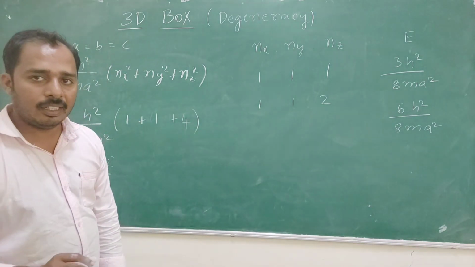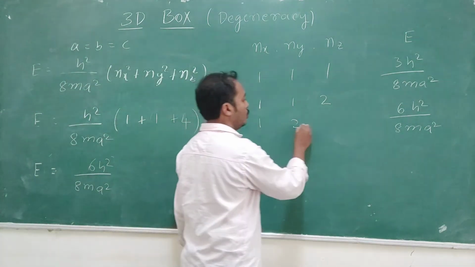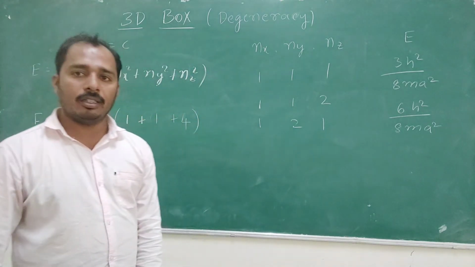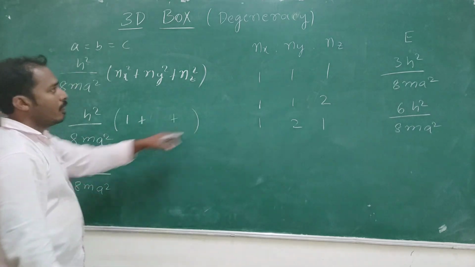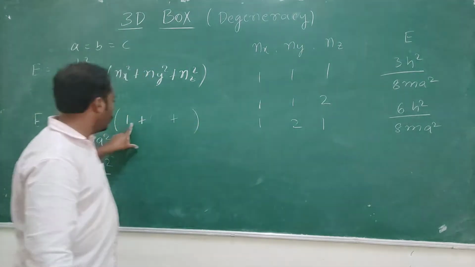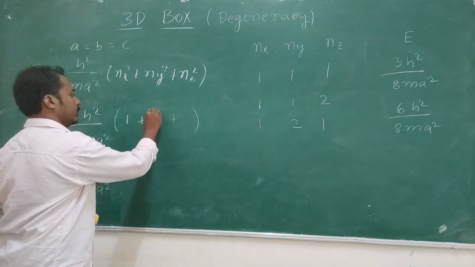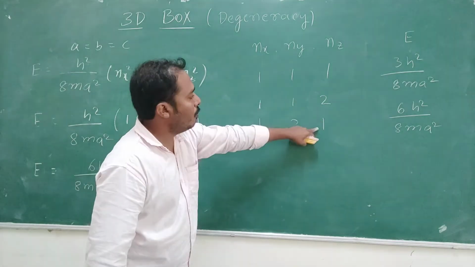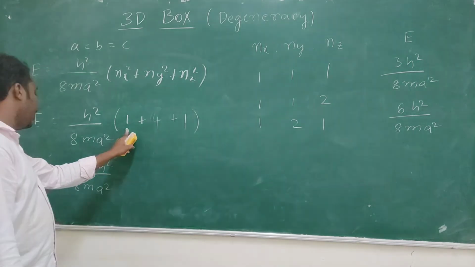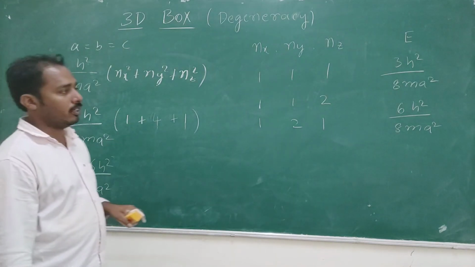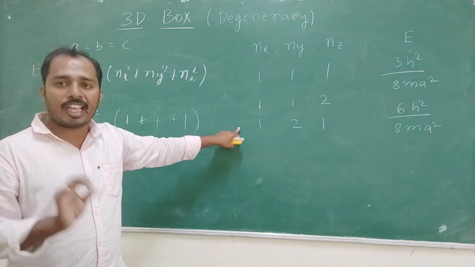Similarly, another state is 1, 2, 1. Substitute here: nx is equal to 1, so 1 square is 1. ny is equal to 2, so 2 square is 4. And nz is equal to 1, so it is also 4 plus 1 is 5, 5 plus 1 is 6. 6h square divided by 8 m a square. It has the same energy. These states also have the same energy.